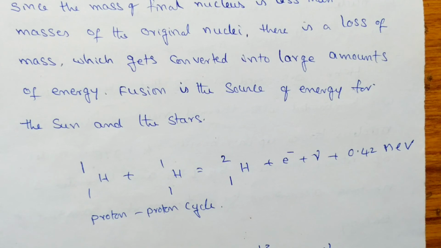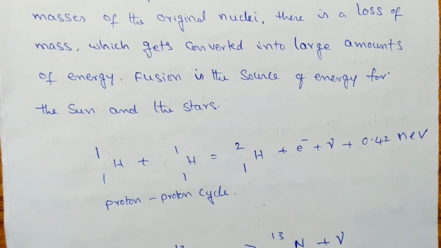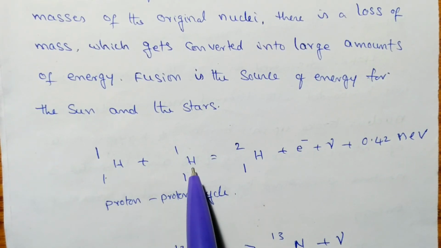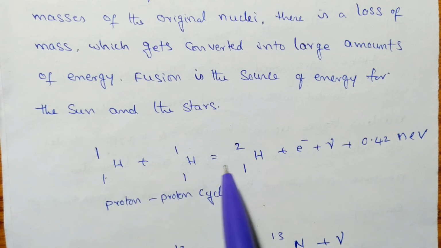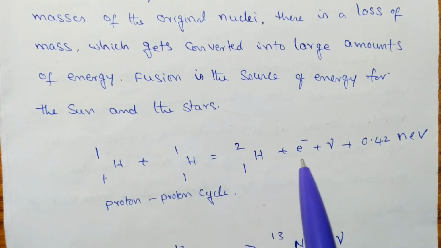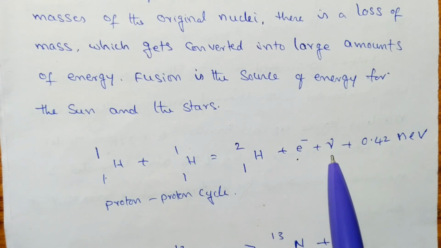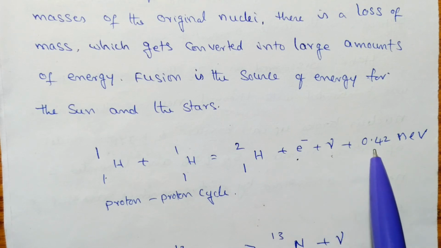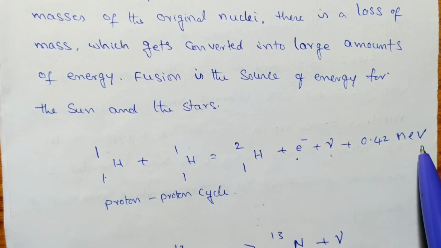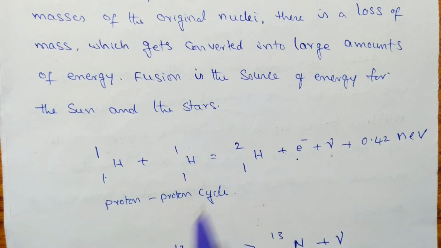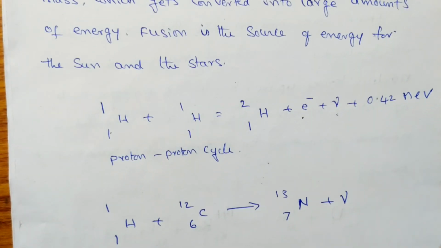So let us see one equation. Suppose a hydrogen atom is combined with one hydrogen atom, it gives an isotope, this is 1 2 here, and gives some charge plus some frequency of radiation nu, and gives the energy 0.42 million electron volts. This process is called proton-proton cycle.